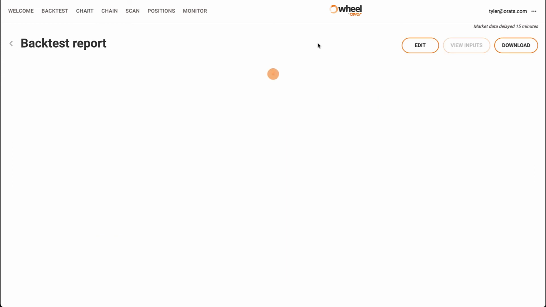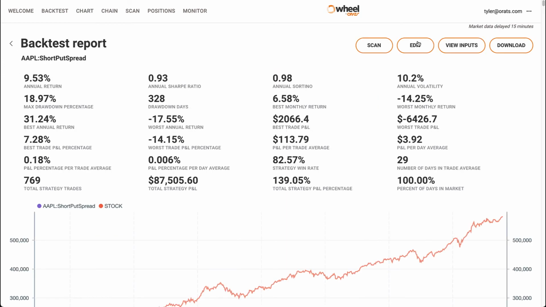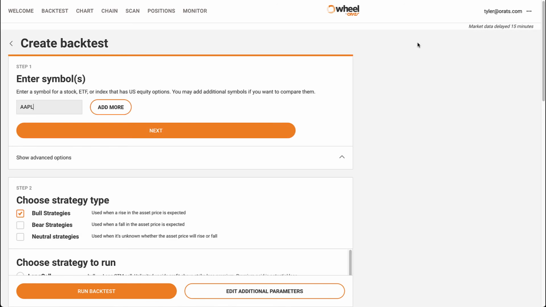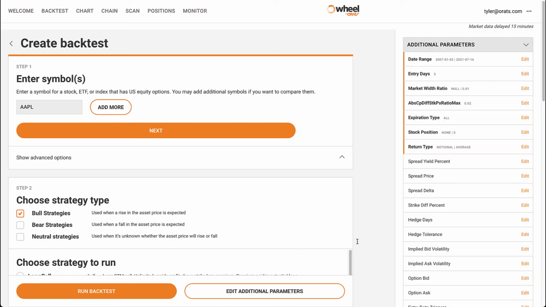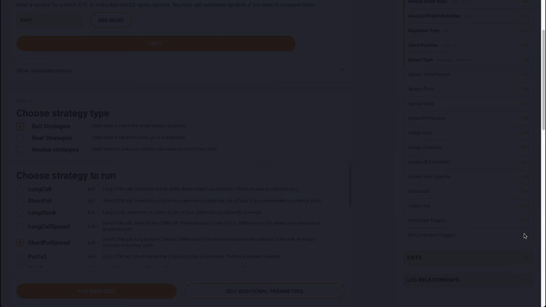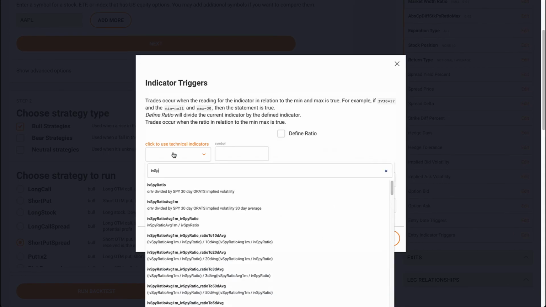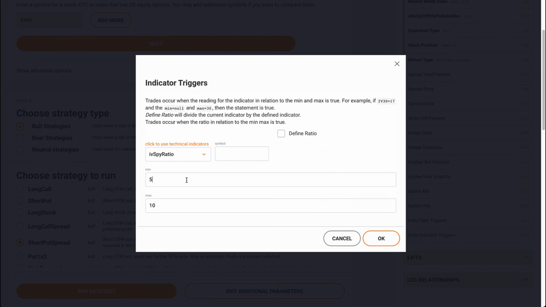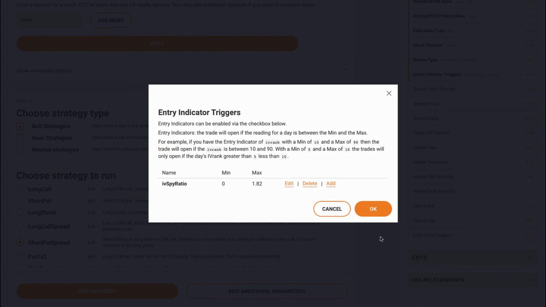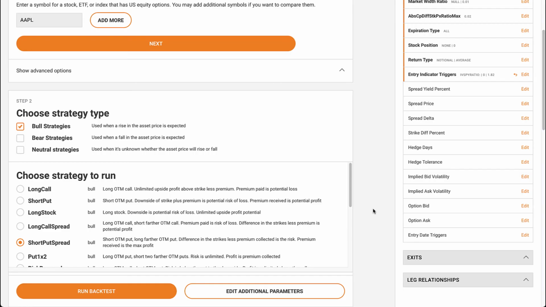I'll pull up the report from the original short put spread with no indicator triggers. Click Edit and then click Edit Additional Parameters. First go to Entry Indicator Triggers, click Add and search for ivSpyRatio. Enter 0 for the min and 1.82 for the max. You can leave the symbol field blank since it will default to the underlying symbol.